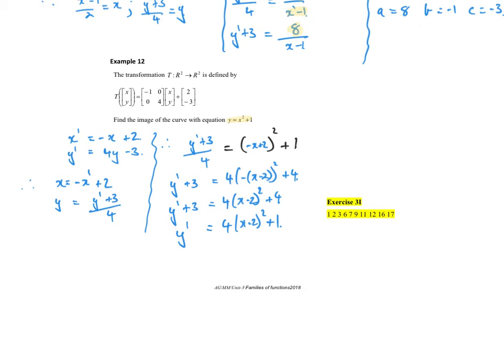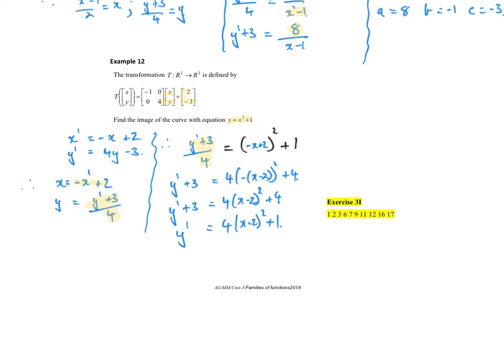So we'll have x dash is equal to minus x plus 2, y dash is equal to 4y minus 3, just using your matrix expansions. Again, x equals, take the x across, the x dash back, so we really just end up replacing it. Plus 3 across, divide by 4. So there's my two other transformations, substitute those into the rules that we're looking at.